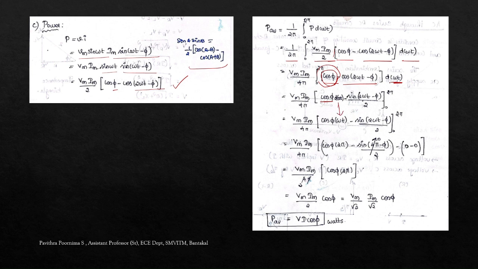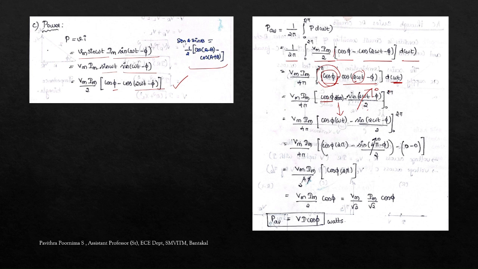And what about the second term? There is an omega t in this. So the integration of cos(2 omega t minus phi) with respect to omega t is sin(2 omega t minus phi) divided by 2, since there is a constant 2 over here, from 0 to 2 pi. Anyhow, this term will be 0 because sin n pi is 0.